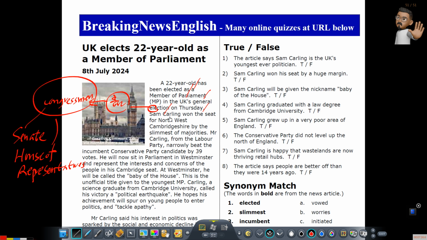Go ahead. Sam Colling won the seat for Northwest Cambridgeshire by the slimmest of majority. What does that mean? By the slimmest majority. He, is it she? He's got a girl, right?